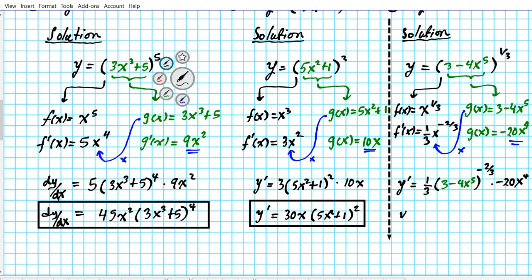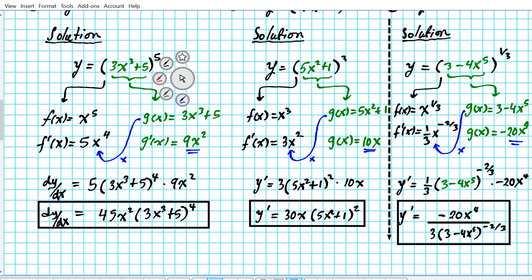Our final answer, y prime, is going to be negative 20x to the 4th, divided by, we're going to use the reciprocal property of exponents to reciprocate this term right here with the negative exponent, so that's going to be on the bottom. In the denominator, there's already a 3 there, so it's going to be 3 times the quantity 3 minus 4x to the 5th, raised to the negative 2 over 3. And that is the answer to question number 3.